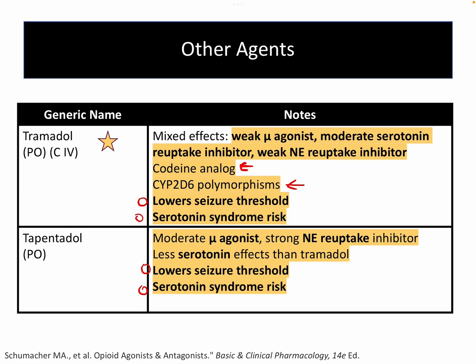Now that is the end of our mu-opioid receptor agonists. In class, we will do some example cases and do some example calculations. I can't wait to see you.